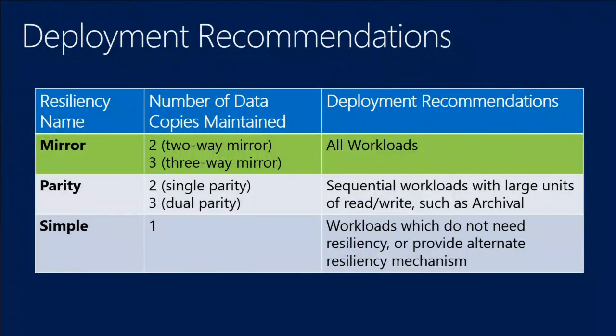But one slide I want to put up, and a lot of folks ask me about this information, is what are the different types of resiliency available with Spaces? Spaces provides three basic resiliency options. The first option, called a mirror, which we absolutely recommend for all workloads, provides two or three copies of my data. By default, we provide two copies of the data. Then we have parity space, which allows you to more efficiently have resiliency for your data.